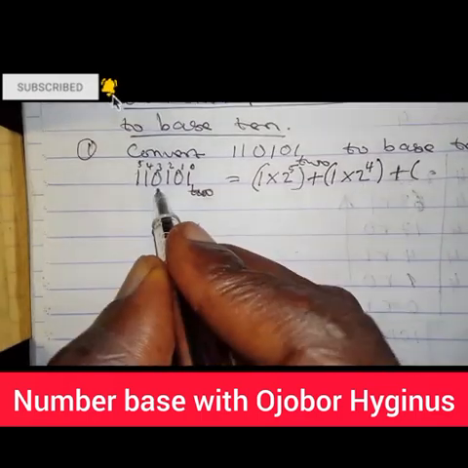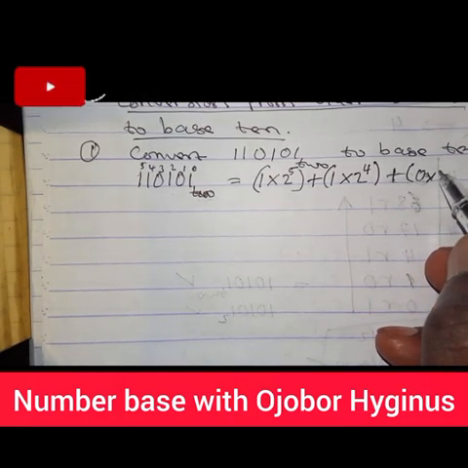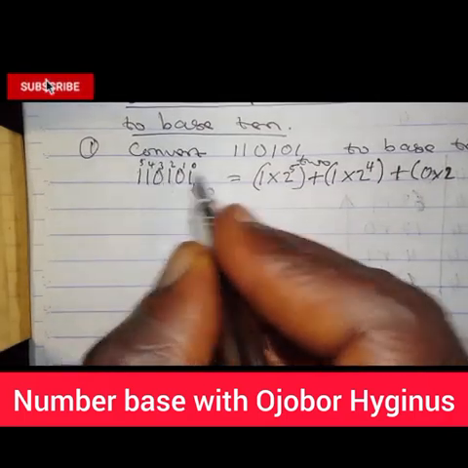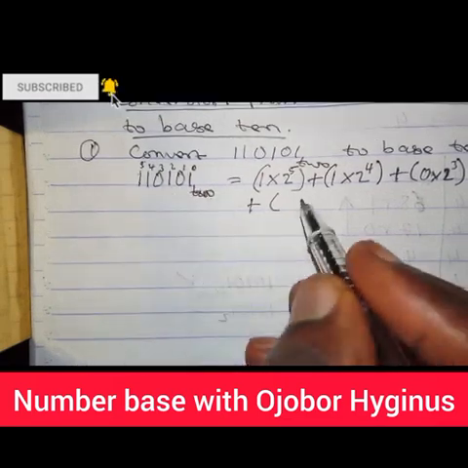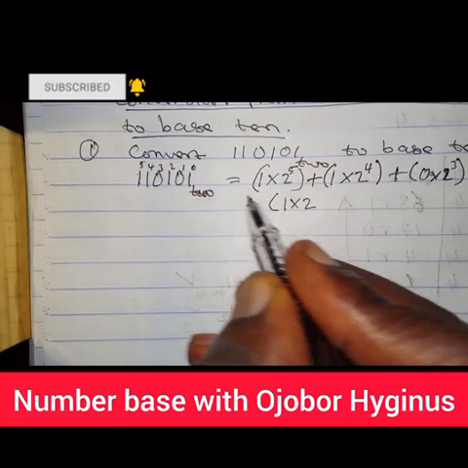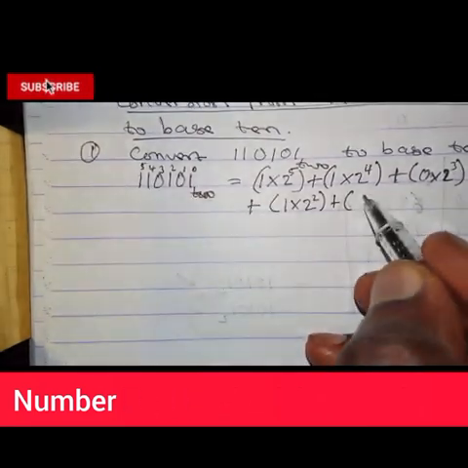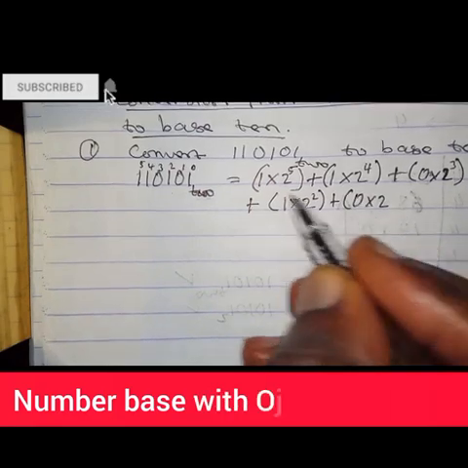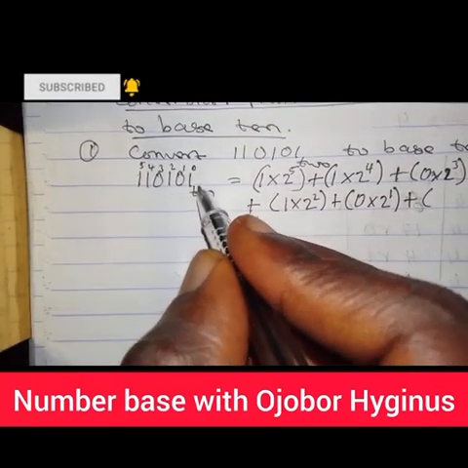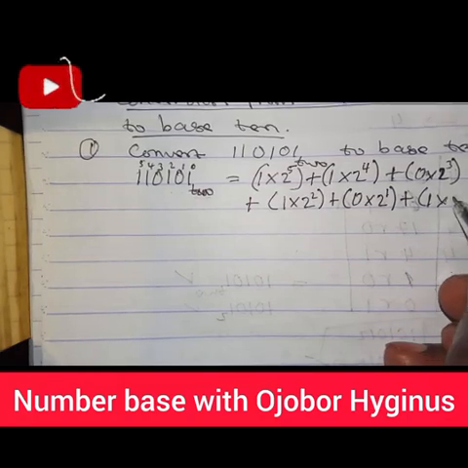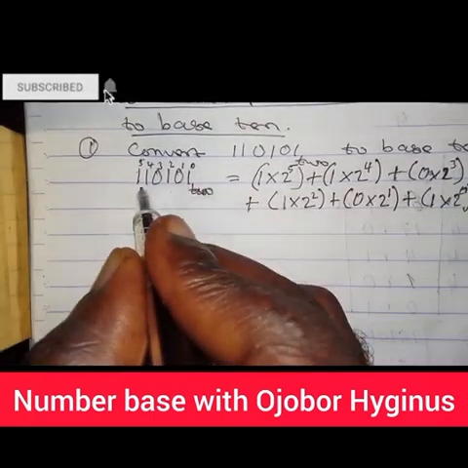Plus the next digit is 0. 0 times the base 2 raised to power the place value of that 0, 3. We continue, plus the next value is 1. 1 times the base, which is 2, raised to power the value assigned to it, 2, plus the next value is 0. 0 times the base raised to power the value attached to it, 1. The next value is 1, so it is 1 times the base raised to power the place value attached to it, 0, and we have been able to expand this number in this form.